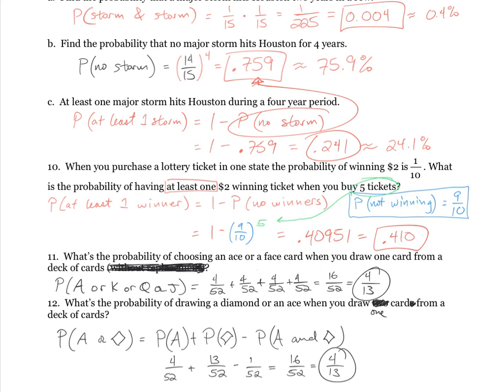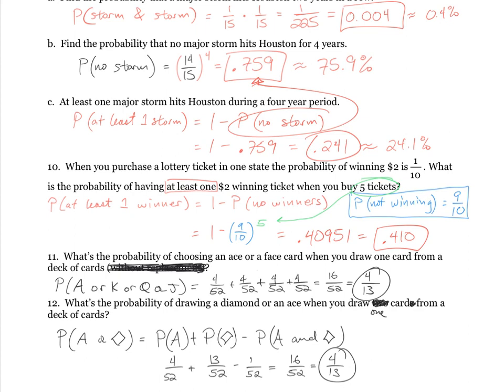So we say 1 minus the probability of no winners, but since we're buying 5 tickets, that'll be an exponent of 5. And when you calculate or crunch this out, you get 0.40951, which rounds to 0.410.